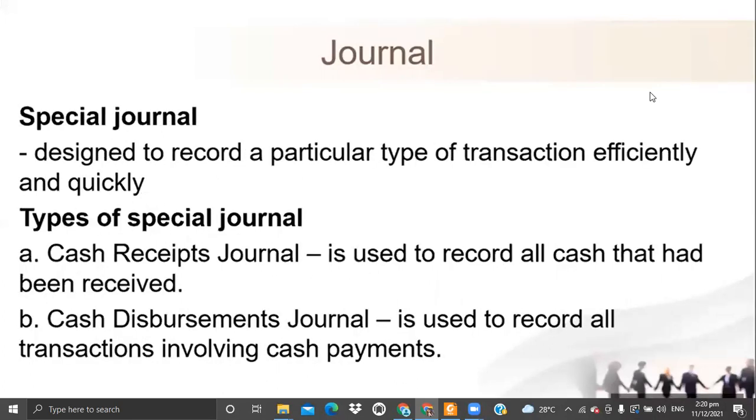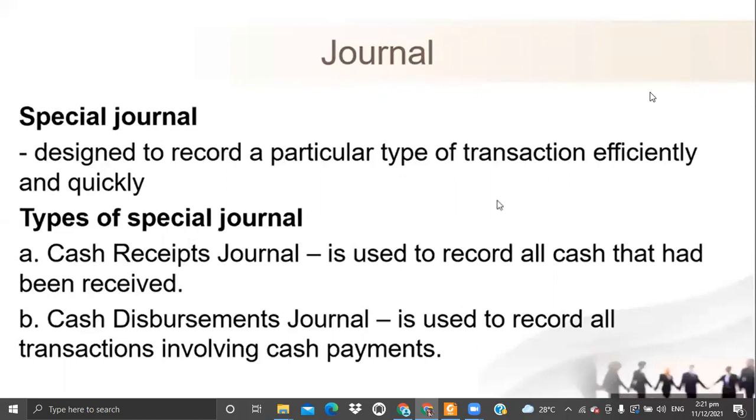And then a special journal is designed to record a particular type of transaction efficiently and quickly. We have two main special journals. Normally, these are the books that businesses use when submitting to the BIR, including small businesses. They should normally be handwritten, not computerized, unless you apply to the BIR to have it computerized, especially when there are a lot of business transactions. So we can computerize it, but if there are only a few transactions, we can handwrite it.